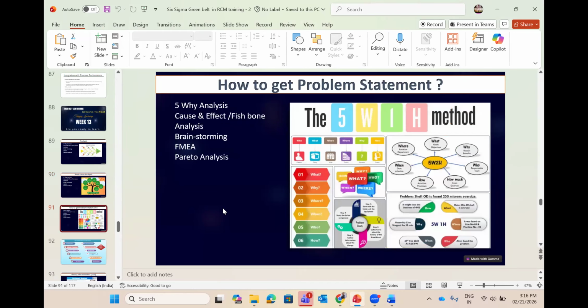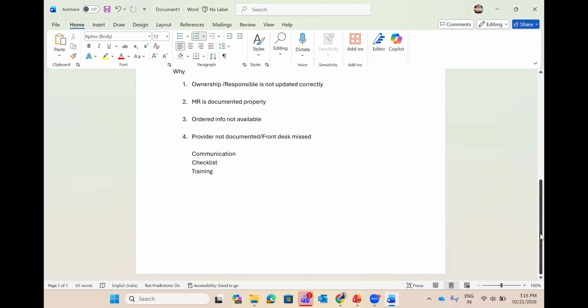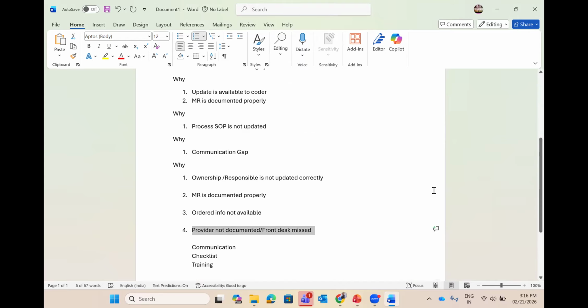In the 5Y1H method, after you understand your 5Y problem, finally you give 1H: how you are going to solve this problem. If you do that, then you will get a solution. If your solution is not just adding a modifier, your solution is fixing the problem here, and the ownership is the problem, someone has to take ownership and update the SOP. Then only will this problem be solved.